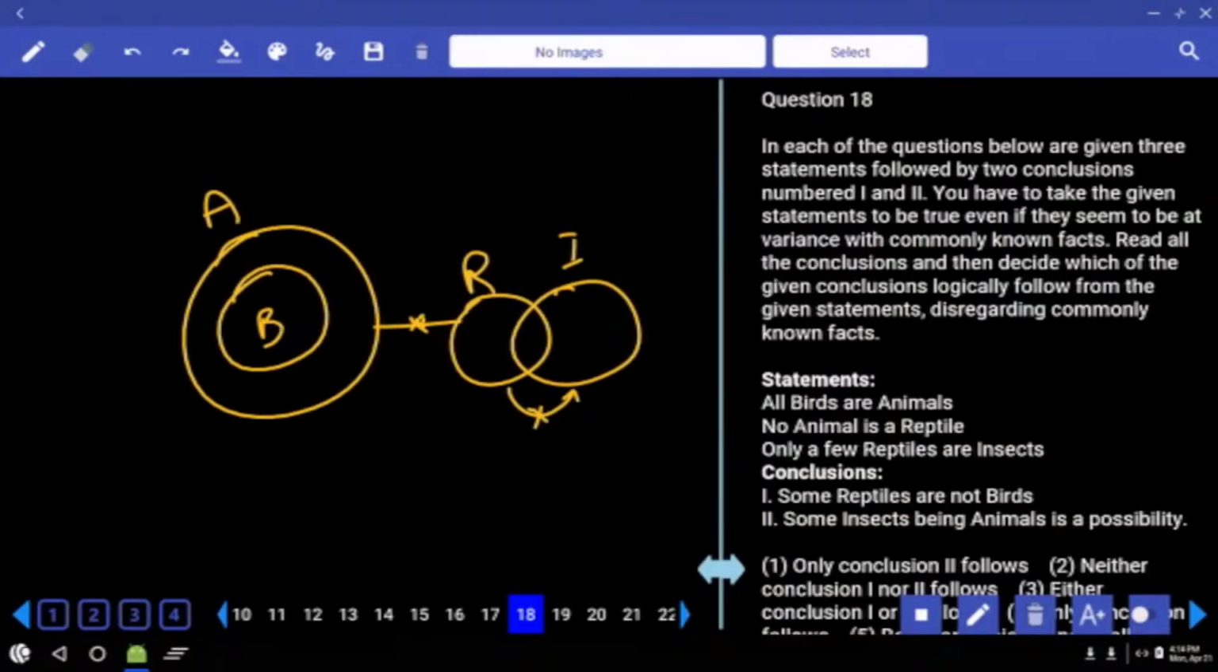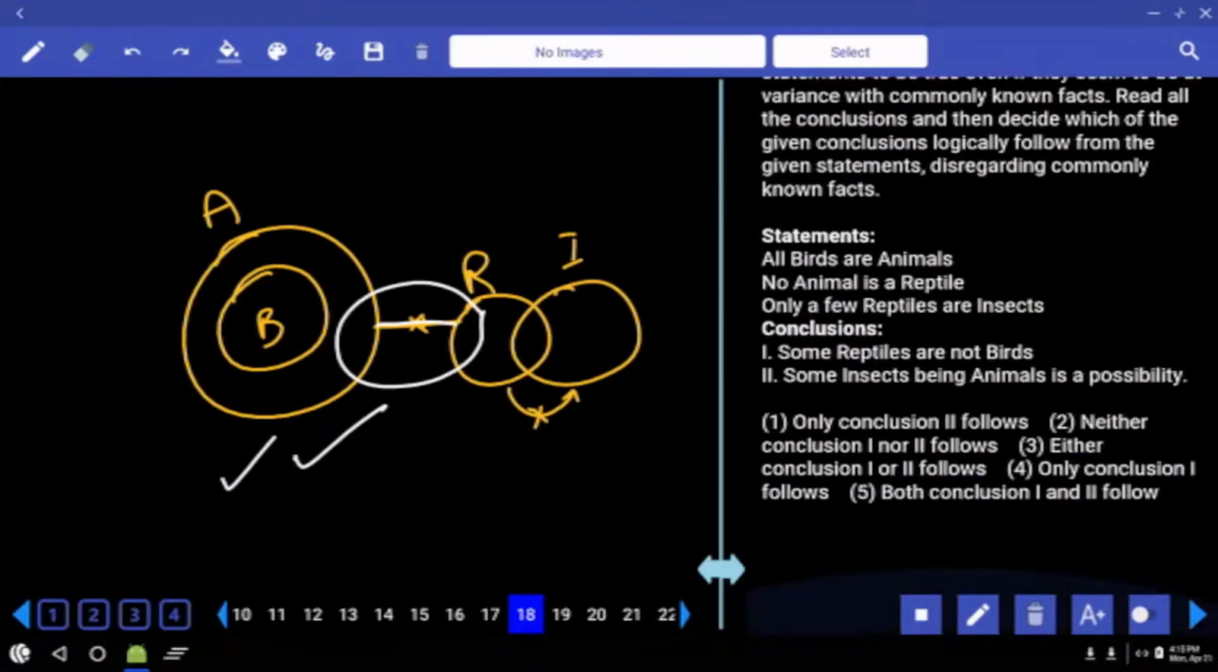True or false? Some reptiles are not birds. As of now, no reptile is a bird, so some reptiles are not birds is also true. And some insects are animals is a possibility. An insect is here, animal is here. That is false as of now. Possibility means, can I write insect like this or not? Yes. Then what is your answer? Both 1 and 2. That is given choice 5, question number 18.